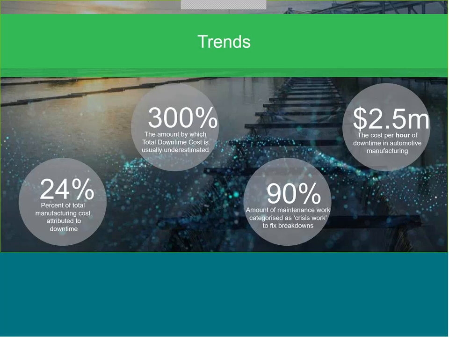One of the big trends that we do see is things like downtime, and there's some quite interesting figures on that screen that you see there. So there's 24% of total manufacturing costs is attributed to downtime, so that's a huge sum. And actually, 300% is the amount by which total downtime cost is usually underestimated. So people don't necessarily associate their downtime cost for whatever reason.